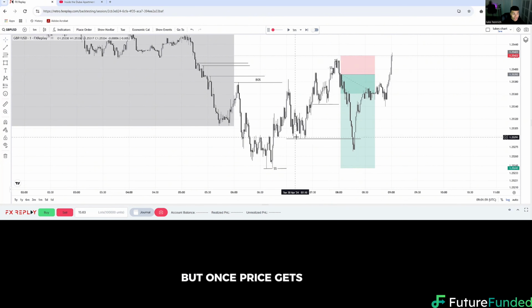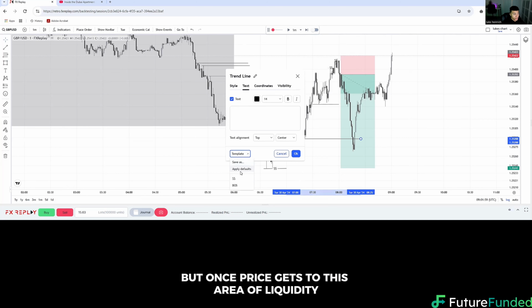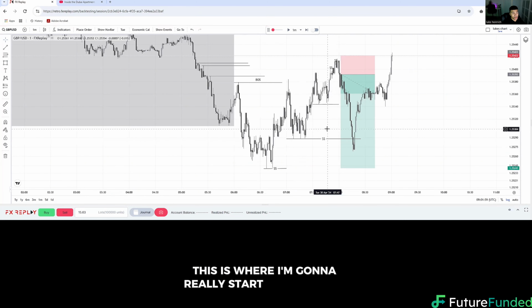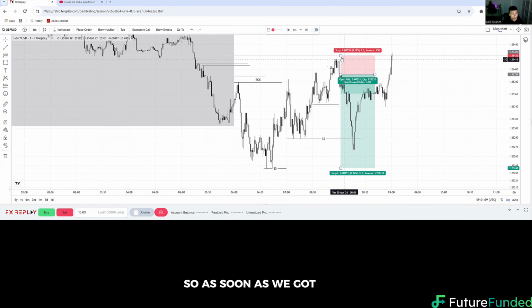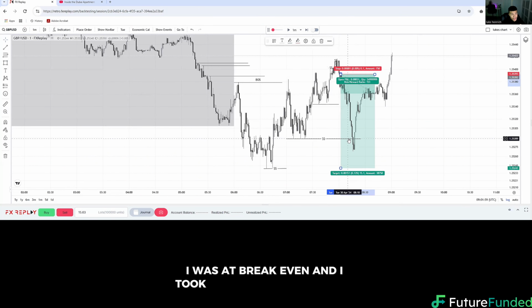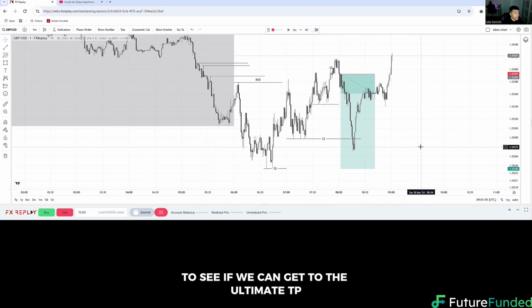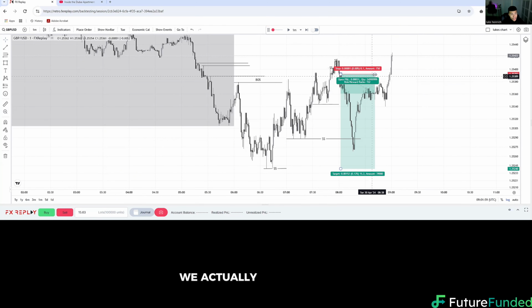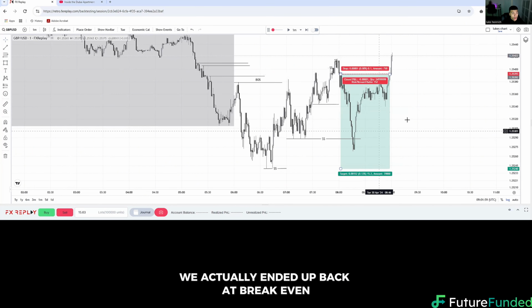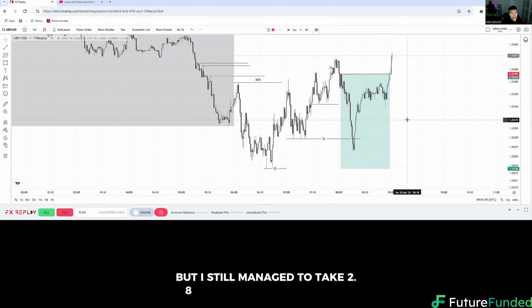But once price gets to this area of liquidity, this is when I'm going to really start to manage it properly and move my stop to break even. So as soon as we got here, I was at break even, and I took 80% of the trade off to allow 20% to see if we can get to the ultimate TP. We didn't eventually get there. We actually ended up back at break even, but I still managed to take 2.8 to 3% out of the market. That's the most crucial thing here.